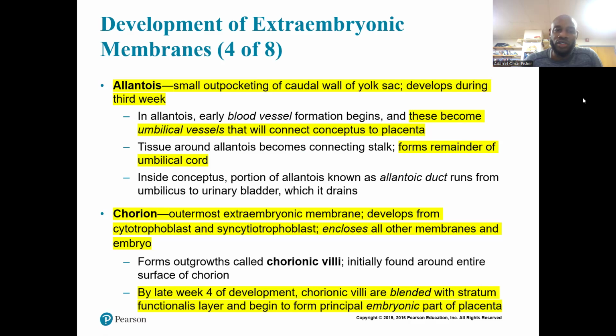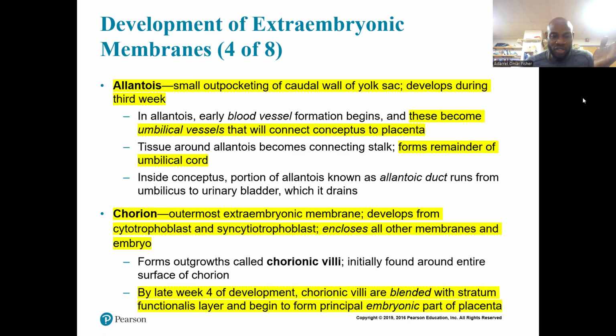The allantois is a small outpocketing of the caudal wall of the yolk sac that develops during the third week. We have early blood vessel formation. These become the umbilical vessels that will connect the baby to the placenta. Tissue around this structure becomes the connecting stalk and forms the remainder of the umbilical cord.